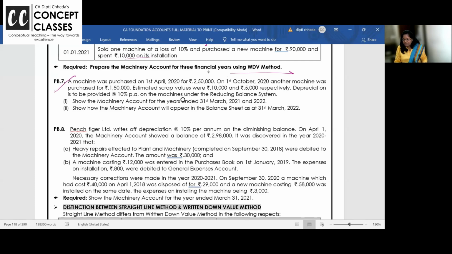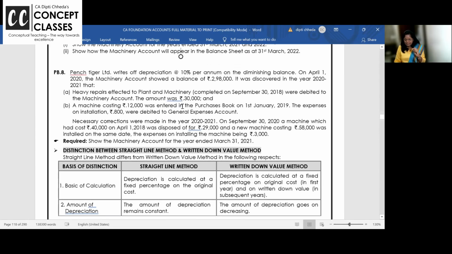A machine was purchased on 1st April. On 1st October, another machine was purchased. Estimated scrap value is given for both the machines. Depreciation is to be provided at 10% on WDV. Show the machinery account for 21 and 22. Simply prepare the machinery account. When the rate of depreciation is given, there is no purchase, no sale. We don't want to calculate the scrap value and all. Just simply 250 and 150. Prepare the ledger for 2 years. Don't think that I'm going to do this tomorrow. No, please, dear students, I'll not do this tomorrow. You will do it yourselves. Okay? The 7th problem is homework. We will continue the class tomorrow with the 8th problem.